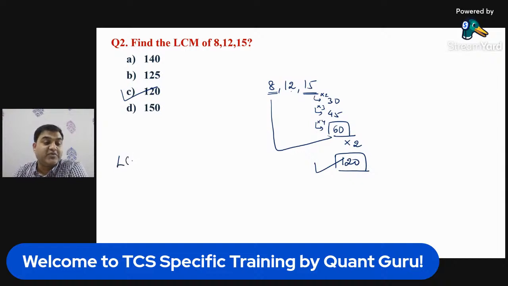So finding the LCM, if you have understood this, just find the LCM of 3, 5, 2, and 15. Just try to find out the LCM of those numbers.